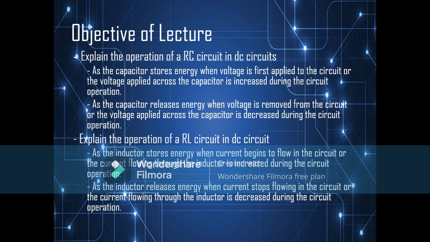Explain the operation of an RL circuit in a DC circuit. The inductor stores energy when current begins to flow in the circuit, or the current flowing through the inductor is increased during the circuit operation. The inductor releases energy when current stops flowing in the circuit, or the current flowing through the inductor is decreased during circuit operation.